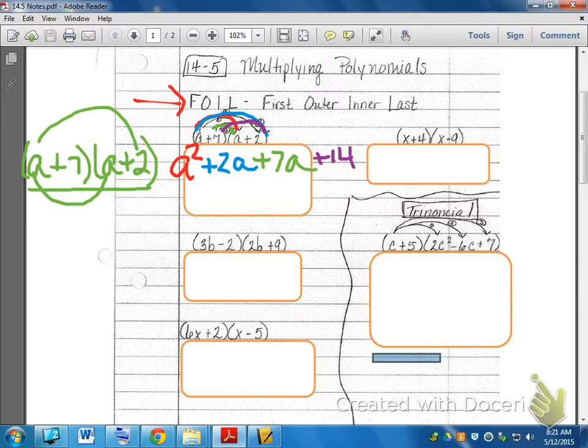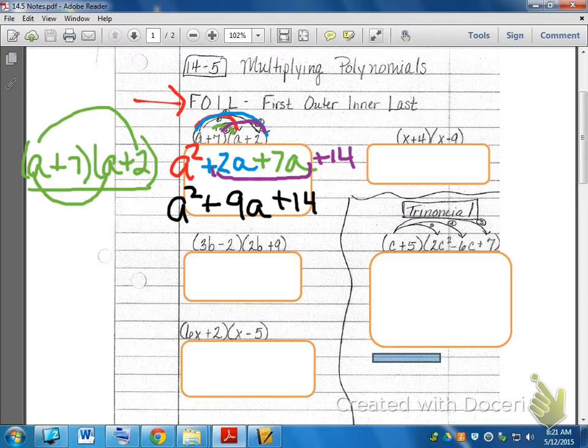First, outer, inner, last. Now the trick to this is almost always, not 100% of the time, but almost always, these two in the middle will be like terms. And if they are like terms, you should combine them. So you would write a to the second. What's 2a plus 7a? 9a plus 14. Do we have to? You do. Your final answer is a squared plus 9a plus 14.